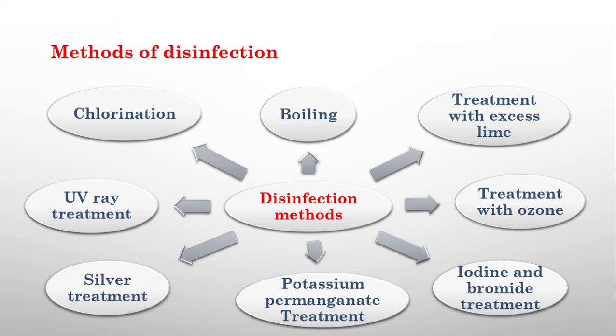Now, there are many methods of disinfection. How can we remove the bacteria? There are different methods for that. Mainly used methods are given here. Boiling. Boiling is a very simple method. Treatment with excess lime. When we are adding excess lime to the water, then it is disinfected. Treatment with ozone, iodine and bromine treatment, potassium permanganate treatment, silver treatment, UV ray treatment, and chlorination. So these are the different methods by which we can do disinfection. So we'll see each of them.